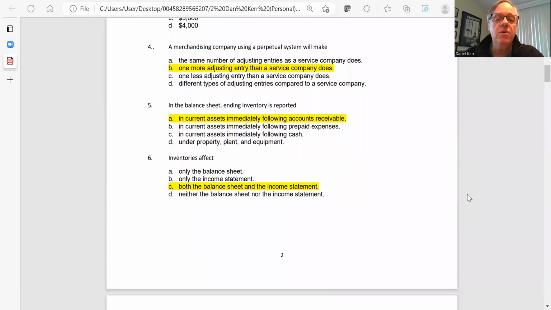Number 6, inventory's effect. The value that you put on inventory is going to have an effect on the balance sheet because you have the asset account inventory. It's also going to affect cost of goods sold on the income statement as well. So inventory affects both the balance sheet and the income statement. Remember, on the income statement, beginning inventory plus purchases gives us goods available, minus ending inventory gives us cost of goods sold. So whatever we have in both the beginning inventory and the ending inventory is going to have an effect on cost of goods sold on the income statement. So for 6, the answer is C.